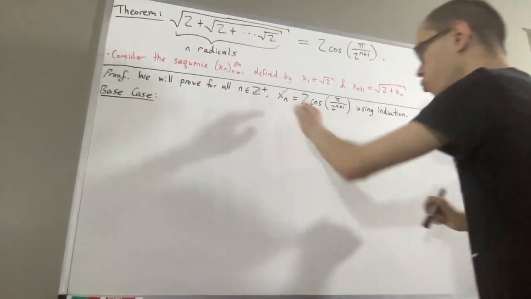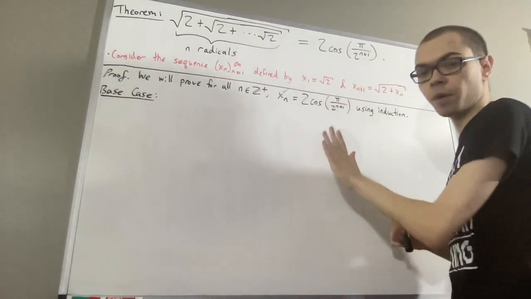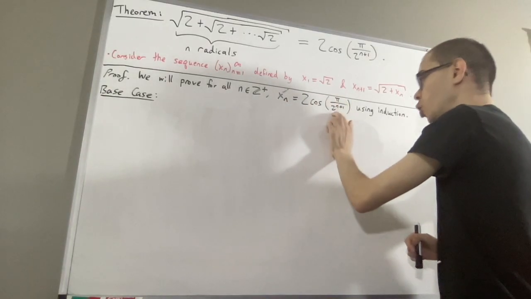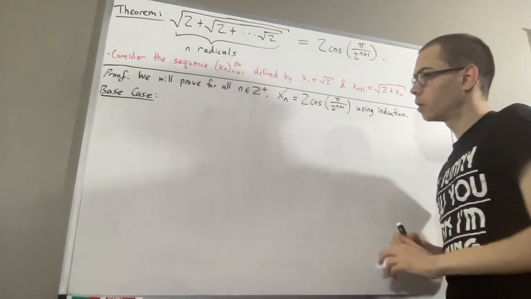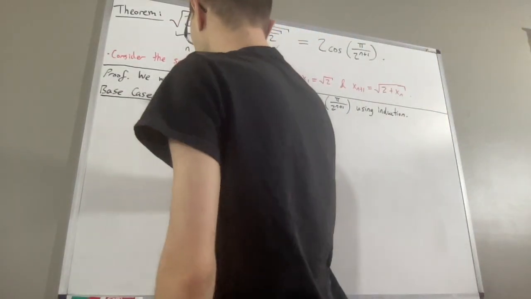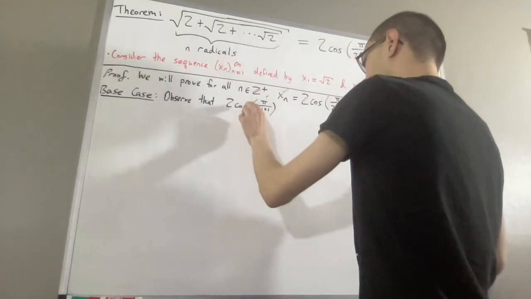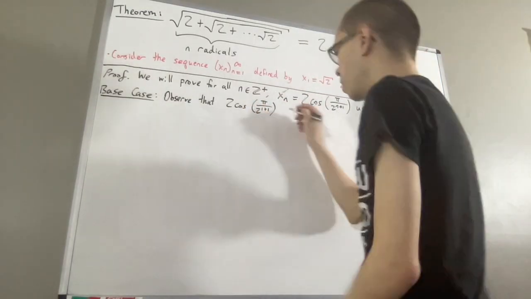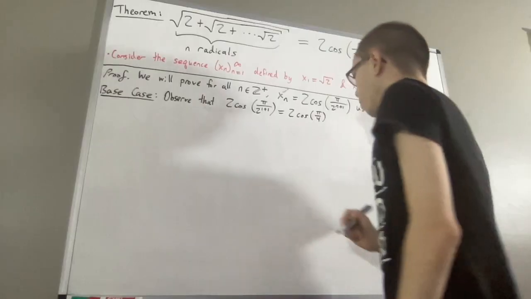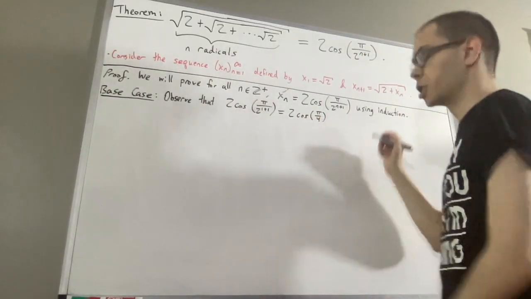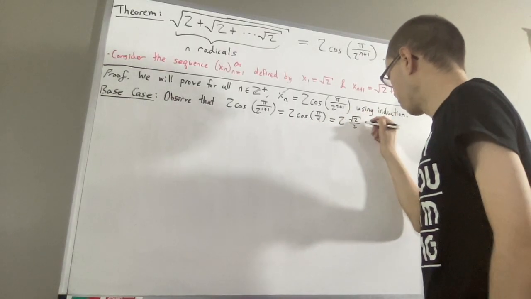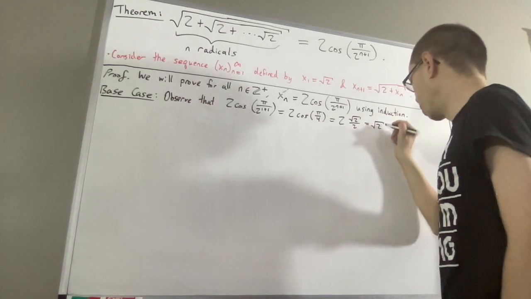In the base case, we're trying to prove that this is true in the case where n is equal to 1. So we want to prove that x_1 is equal to 2 times the cosine of pi over 2 to the power of 1 plus 1. So let's write out the right-hand side where n is replaced with 1. Well, inside the argument, this is really just pi over 4. So we have 2 times the cosine of pi over 4. But then the cosine of pi over 4 is just equal to the square root of 2 over 2. So we have 2 times the square root of 2 over 2. The 2's cancel out, and so we're just left with the square root of 2.